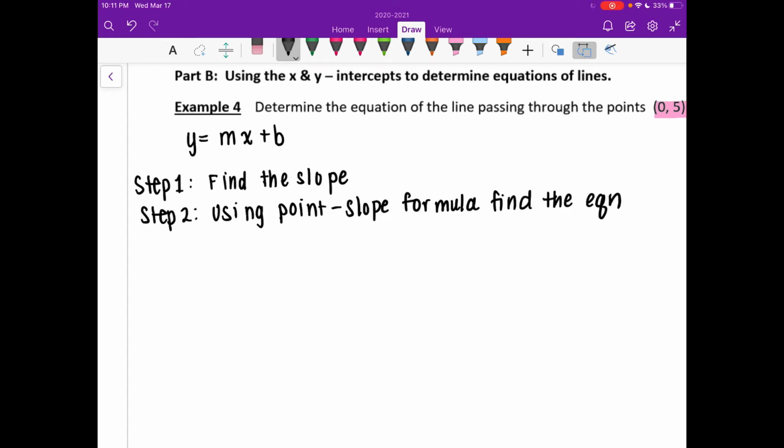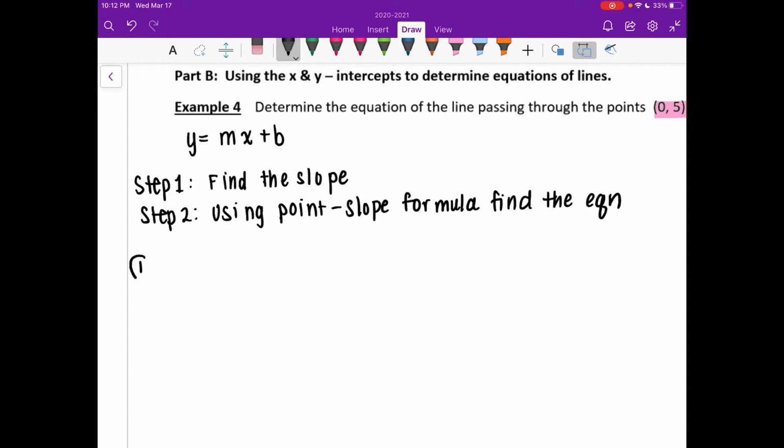The other way to do this, and I'll show you what it is, another simple way, is since you have the y-intercept, you can just use the y-intercept as your b value, and I'll show you that after. All right, so let's do the first way first.